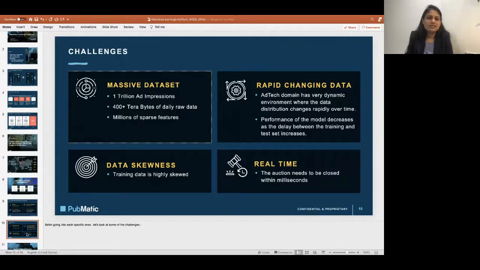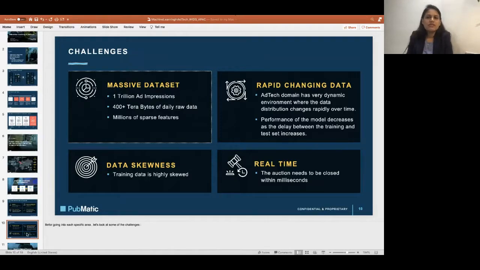Massive data set: like we have already seen at what scale we are operating at. Every day we have terabytes of daily raw data. This corresponds to millions of sparse features and also very high cardinality features. The second major challenge for us is rapidly changing data. The AdTech domain has a very dynamic environment, and the data distribution changes rapidly over time. Also, the performance of the model decreases as the delay between the training set and test set increases. So we need to refresh our models very frequently.